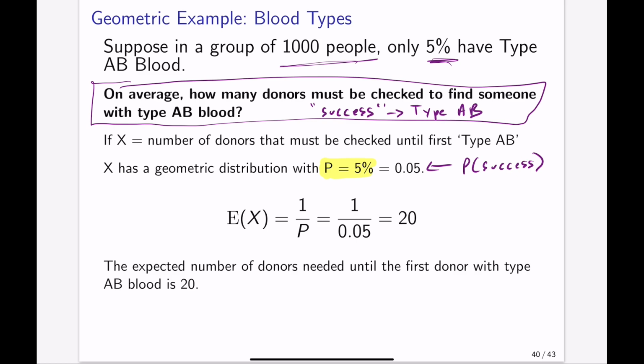So this question is asking for the expected value. Expected value is an average. The expected value of this variable, the number of donors we need to check, and this is the total number of donors here, is 1 over 0.05, which is 20 donors. And again, this is a total amount.